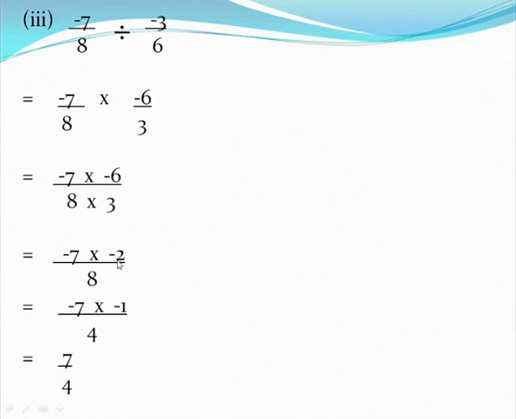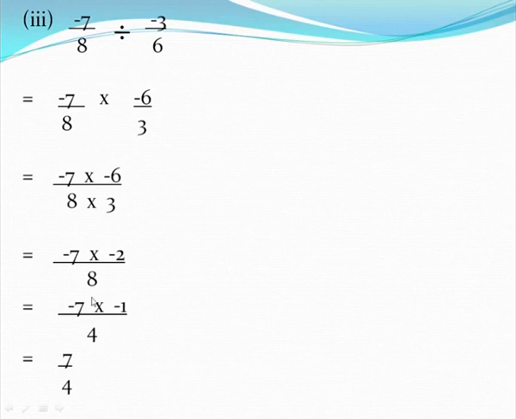So negative 2 will come in place of negative 6 and 1 will come in place of 3. Now here in this step again you will see negative 2 when multiplied with negative 4 you will get 8, or 2 negative 1s are negative 2 and 2 4s are 8. So the reduced form of this will be negative 7 into negative 1 upon 4.